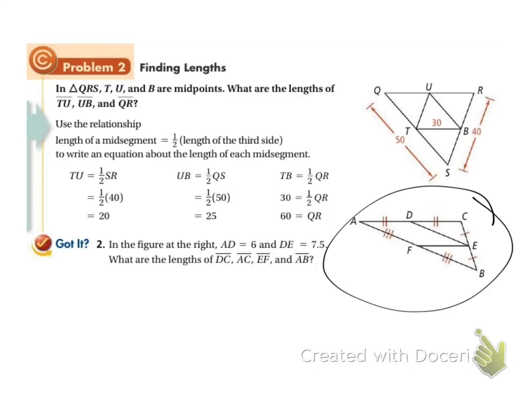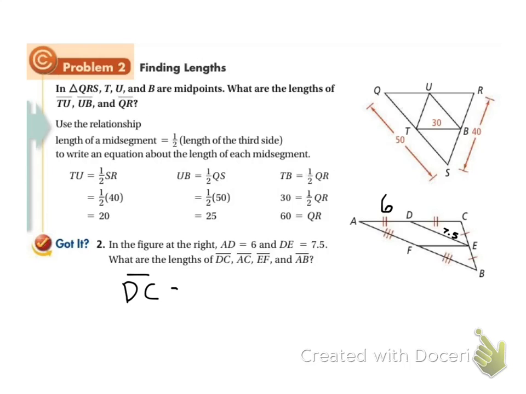Okay. So now to find the lengths. So let's just look at our got it problem down here. It says that AD is 6 and DE is 7.5. What are the lengths of DC? Well, first, okay, let's go through these just as we go through them. DC has 2 hash marks and AD had 2 hash marks. So DC is 6. And then they want to know what AC is. Well, AC is made up of AD and DC. So 6 plus 6 is 12.